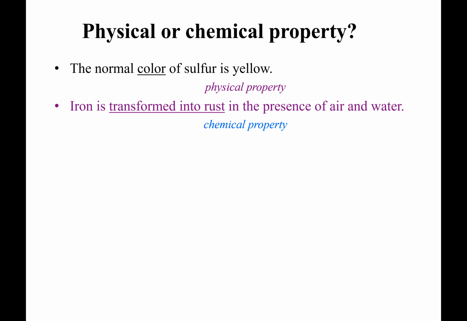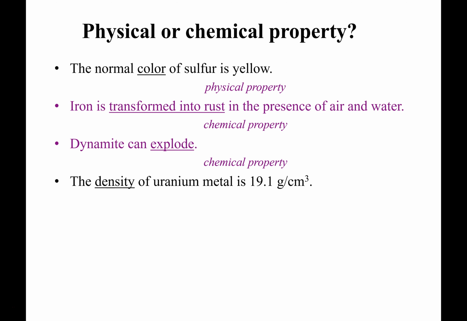Okay, we'll go to you, RJ. Dynamite can explode. Chemical. Yep. It's kind of like Humpty Dumpty. Can you put it back together? No. Okay, Gabe, what about density? Physical. Physical, very good. We'll be talking more about density. Density is kind of how fluffy something is, or how dense something is, or how compact it is. And all we got to do is get a mass and a volume and do a little math division and knock it out.